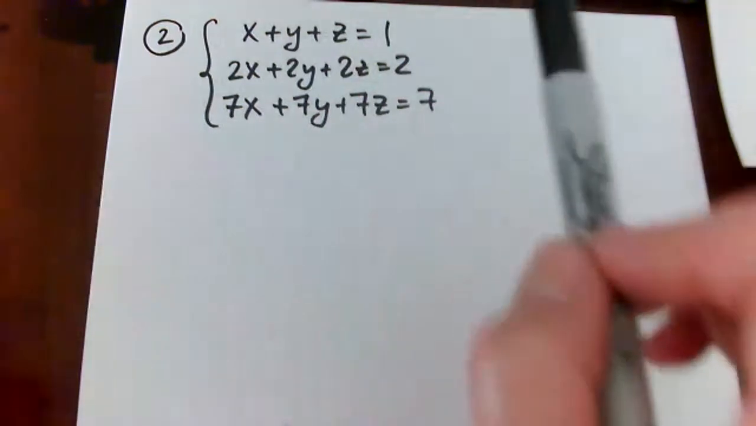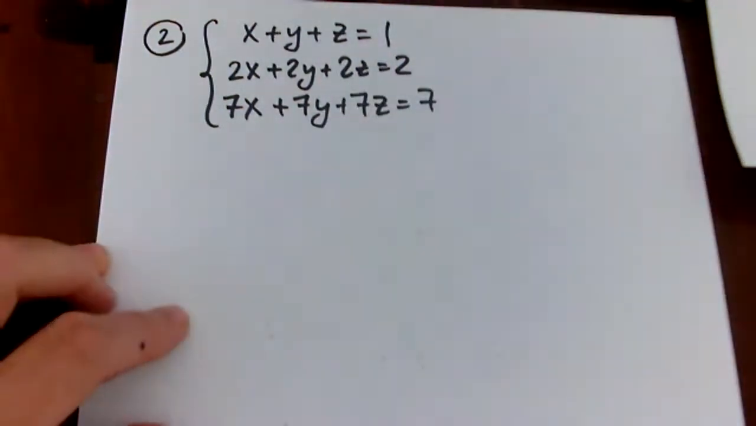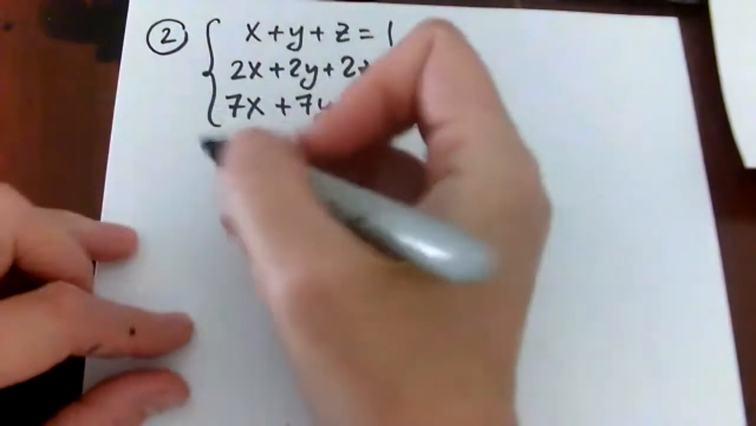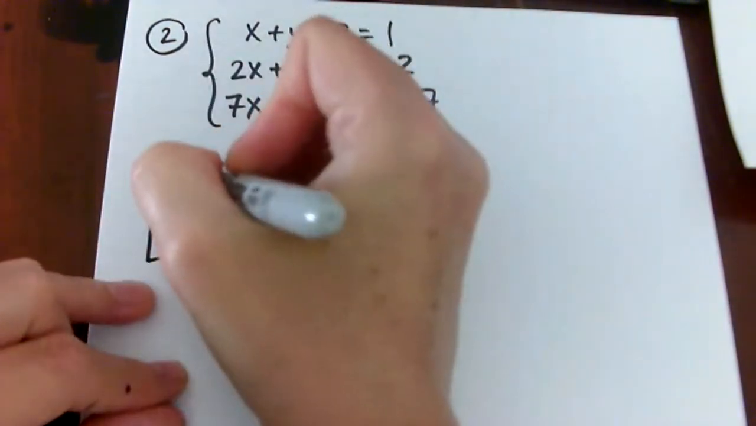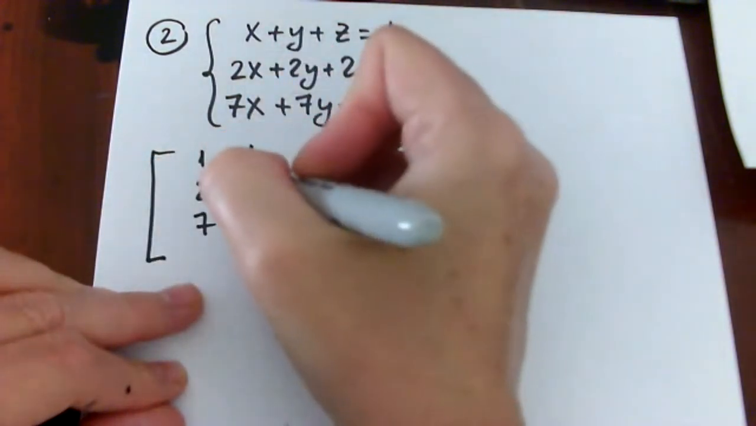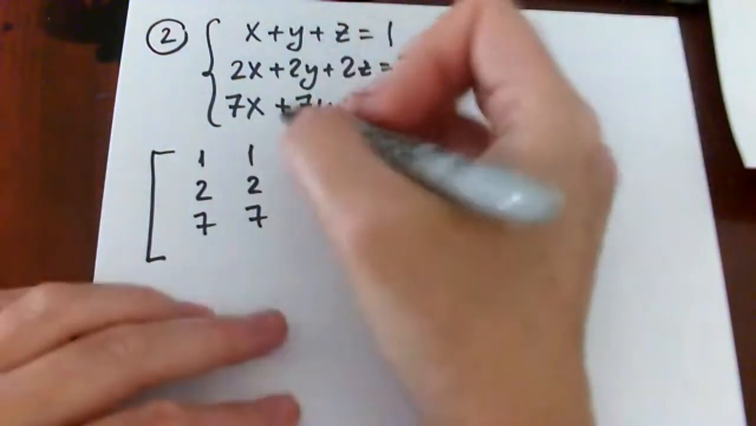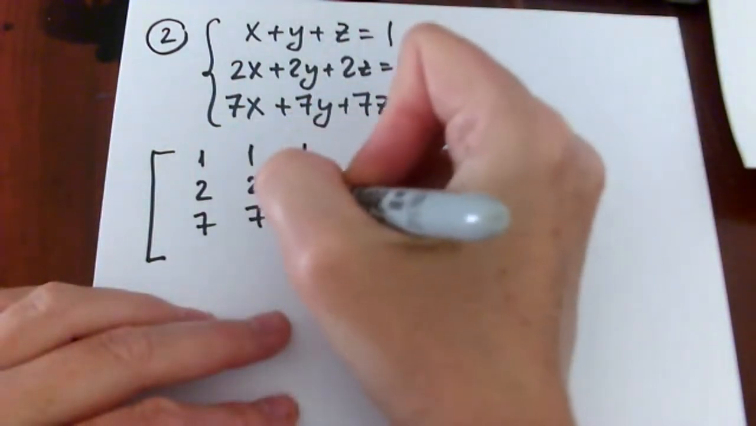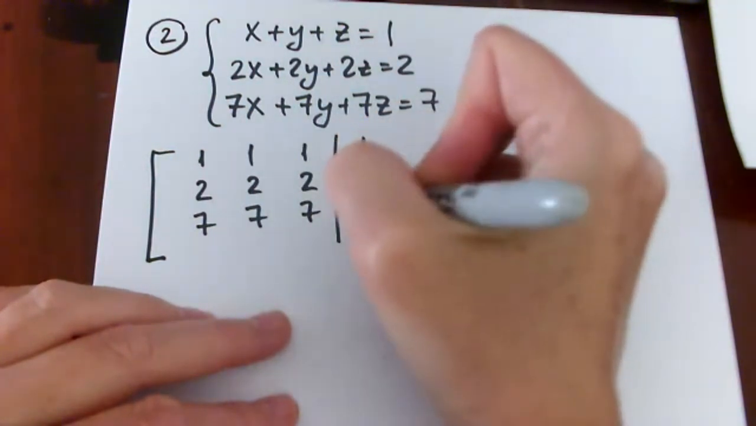We don't know anything about the beauty of this system. Just apply our algorithm. So our first step, as usual, is to write down the augmented matrix. Let's start with this. So the first column will be 1, 2, 7, the x's. The second column will be 1, 2, 7 again. Okay, no problem. We don't pay attention to it. 1, 2, 7 again. And the right-hand sides are the same, 1, 2, 7.